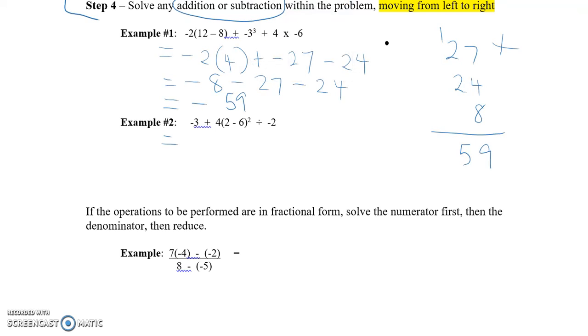Right, next problem. Let's have a look. The -3 is just going to stay there. The +4 is going to stay there, and I'm going to do what's in the brackets next. Now, these brackets are also squared, so I'm going to do 2 minus 6 first, which is -4, and that's squared, and then divided by 2. So you just kind of do the bits that you need to do first and rewrite the rest.